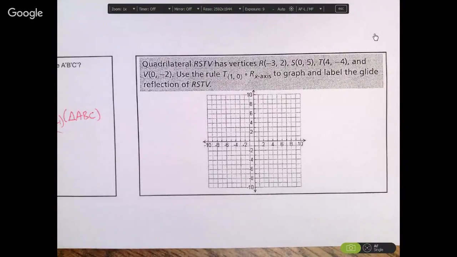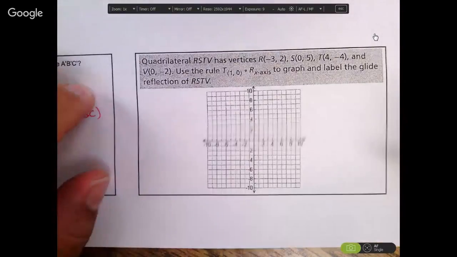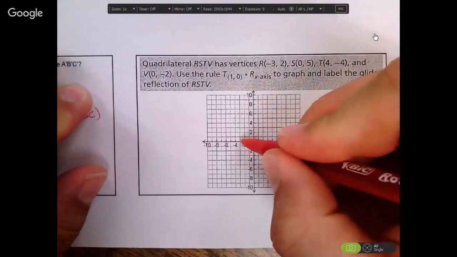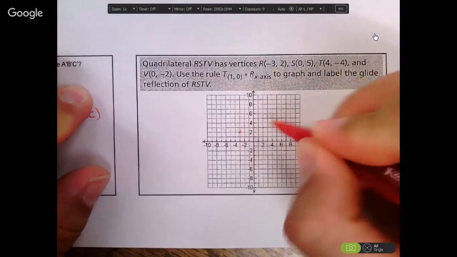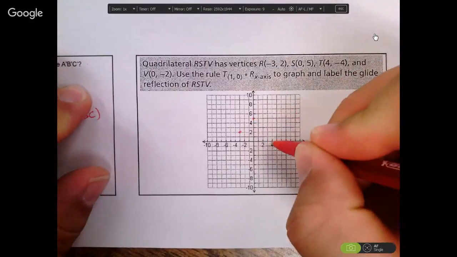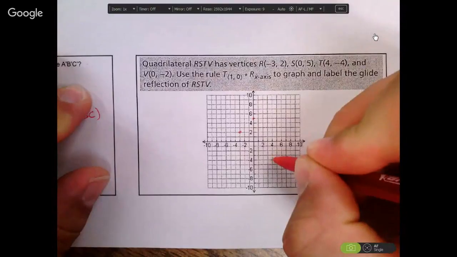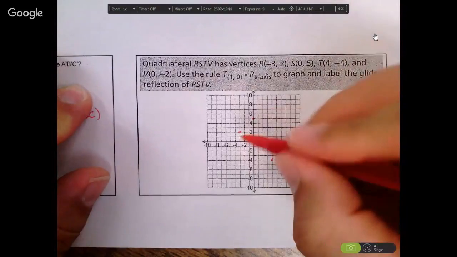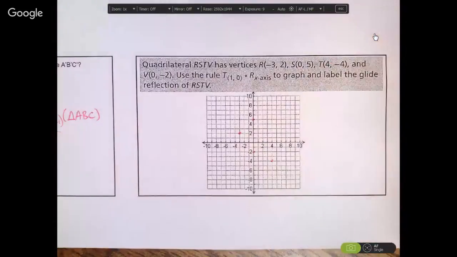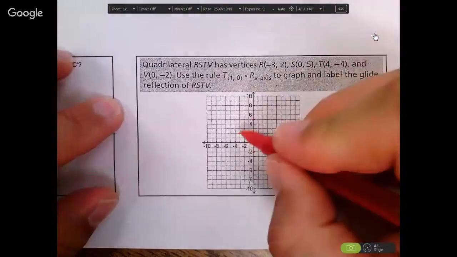Okay, so now they're going to ask us to follow one of their rules, and to see what happens. I'm sorry that this graph is so small, but it is what it is. So it starts at -3, 2, or we got to plot these 4 points. So -3, 2, 0, 5, 4, -4, and 0, -2. And using a straight edge or not, we're going to connect these dots.